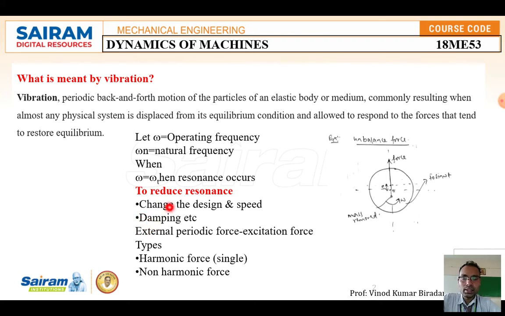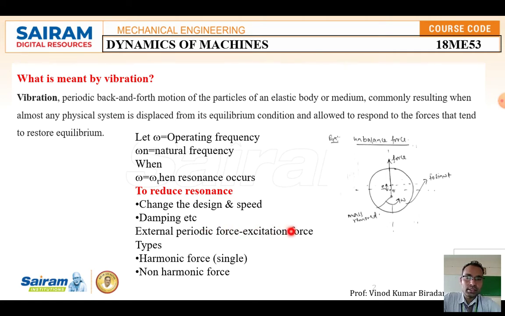Again here we have one force, called an external force. An external periodic force, applied externally, is also called an excitation force. There are two different types of forces: harmonic force and non-harmonic force. Harmonic force relates to a single degree of freedom system, and non-harmonic force to multi degree of freedom systems. For non-harmonic force you do not have syllabus, only harmonic force is in your syllabus.